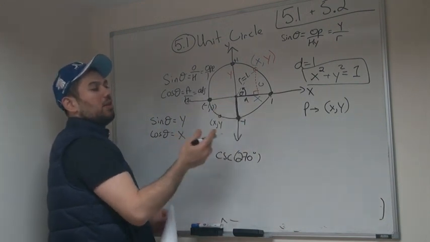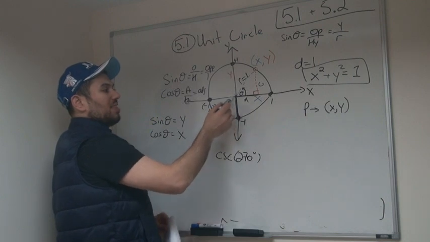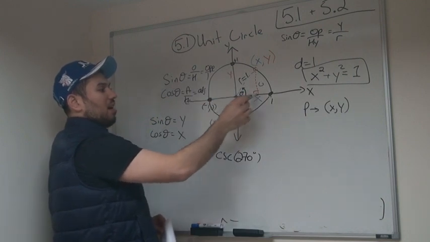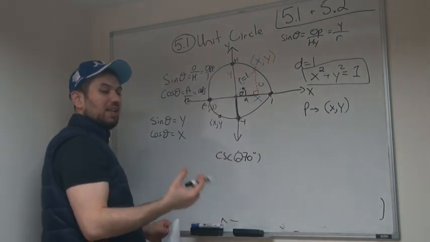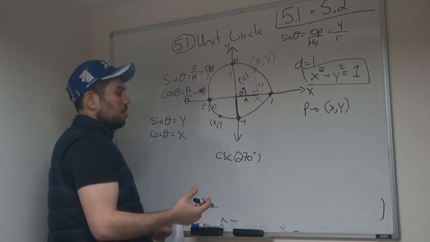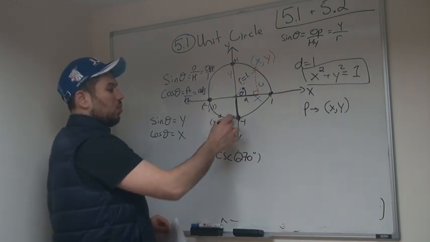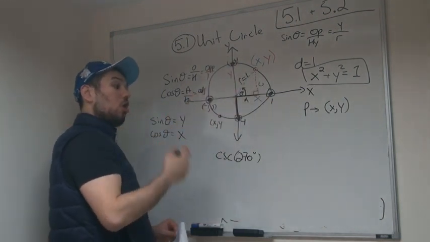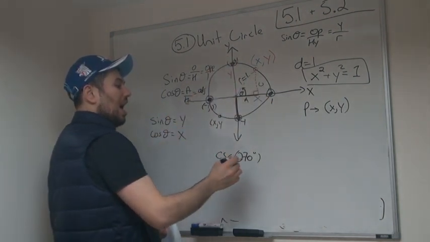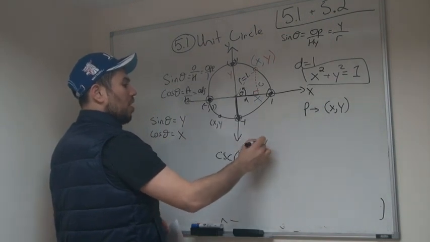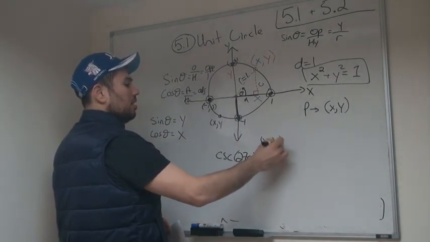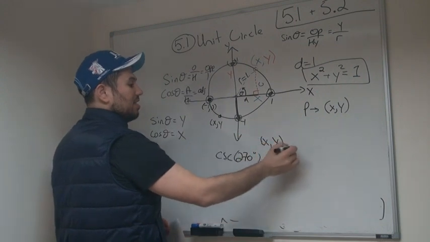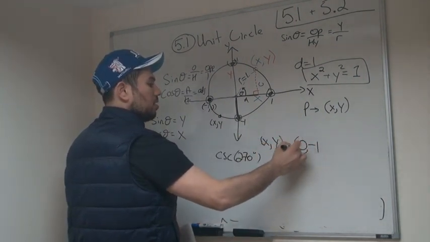I can't draw a right triangle between the y-axis and the x-axis that would be acute. It would be a 90-degree angle. So what we can do here, since it's one of the 4 points that I discussed with you, it lies on the unit circle. I know that the xy point here is 0, negative 1.